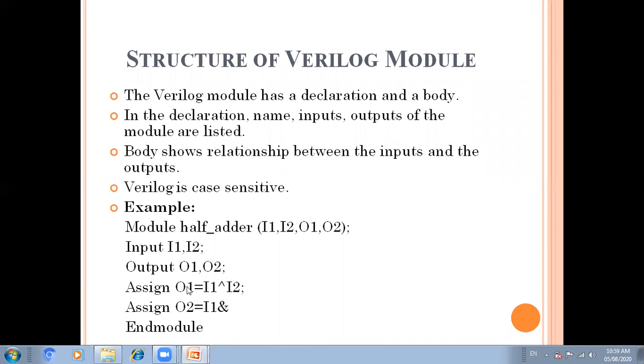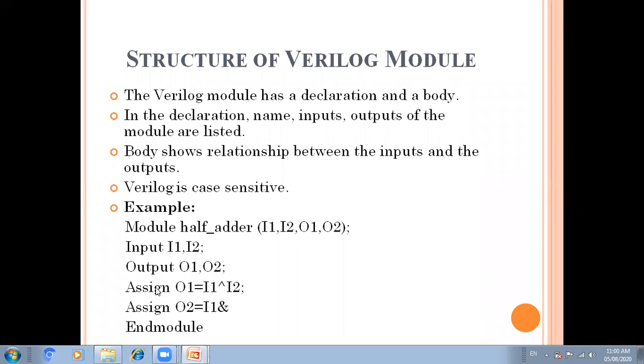So here the statement starts with the keyword assign, right? So write down the keyword assign. Here we don't need to mention any architecture body name. Only mention the module name, that is half_adder. The first part is the declaration, and after the declaration you can immediately start writing the body. So here the first statement is an assignment.